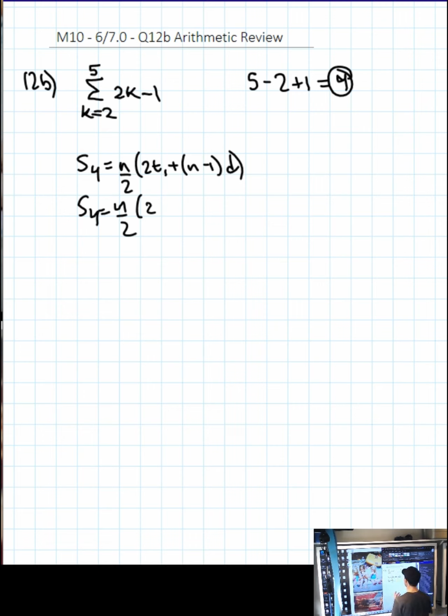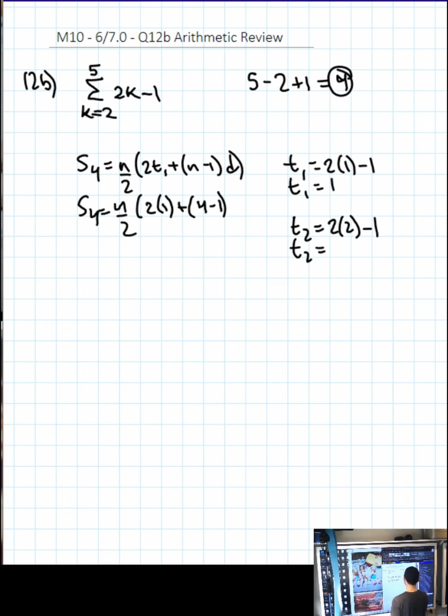Now what is T1? Well, T1 is putting 1 into the equation. So 2 times 1 minus 1. T1 is 2 minus 1, which is 1. So times 1 plus 4 minus 1. Now we have to find d, which means we have to find the second term. T2 equals, putting 2 in for k, 2 times 2 minus 1. T2 equals 4 minus 1, which is 3. Therefore, d equals 3 minus 1 equals 2.